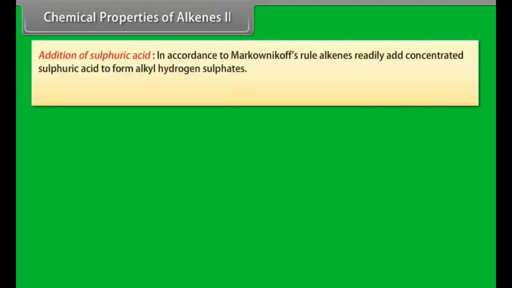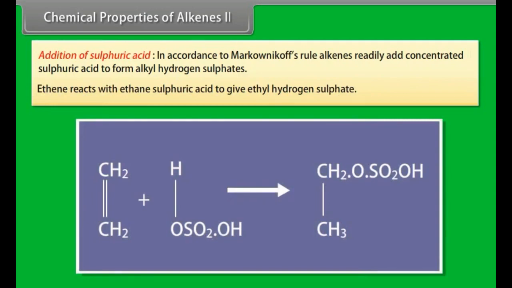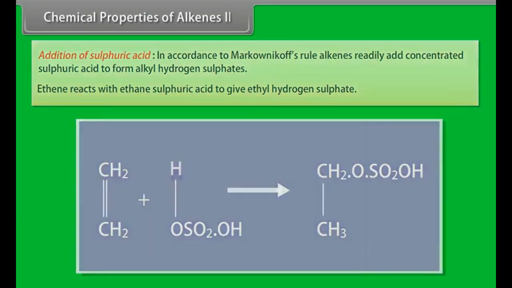Chemical properties of alkenes, Part 2. Addition of sulfuric acid. In accordance with Markovnikov's rule, alkenes readily add concentrated sulfuric acid to form alkyl hydrogen sulfates. For example, ethene reacts with concentrated sulfuric acid to give ethyl hydrogen sulfate.